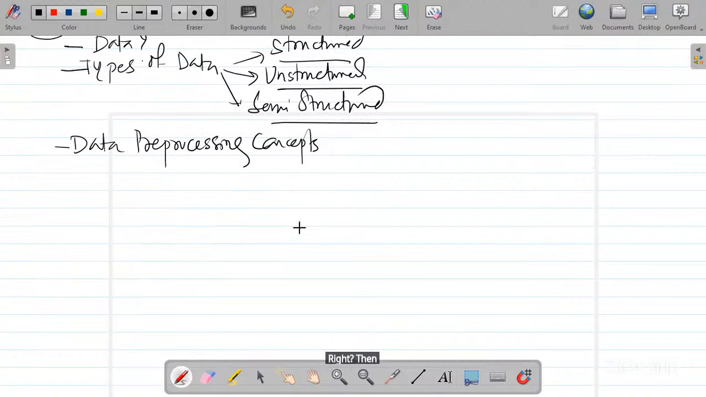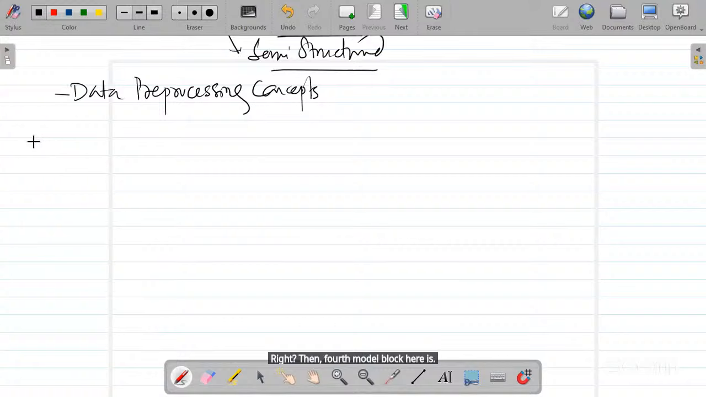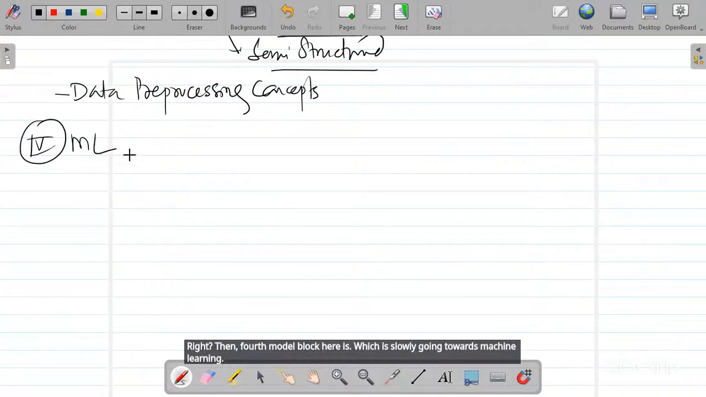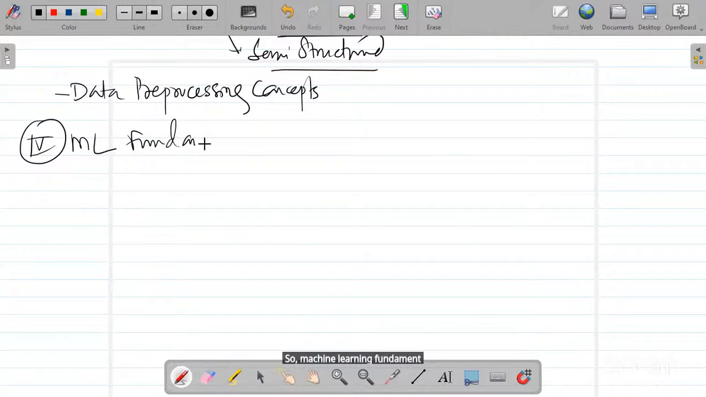Then the fourth block here is slowly going towards machine learning. Machine learning fundamentals should be on your list. Before Gen AI, you need to understand the basics of machine learning. So what exactly is a machine learning model? In simple terms, it is a mathematical system that learns patterns from the data. We have had enough discussion on data and its types, so you can relate it.